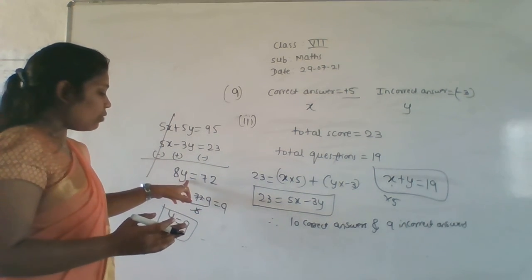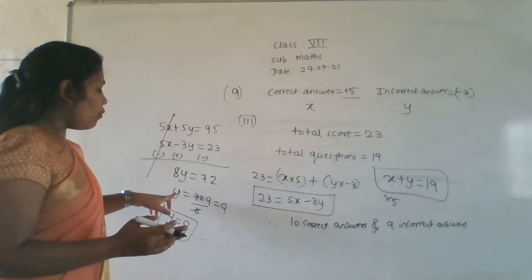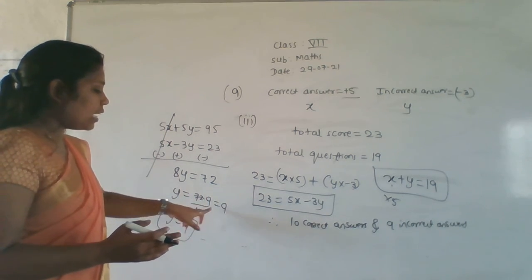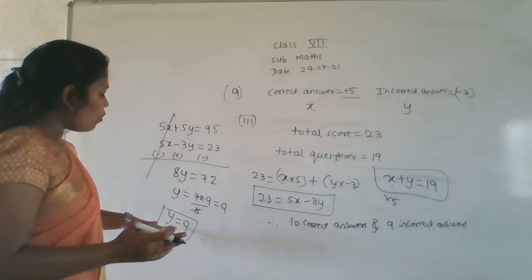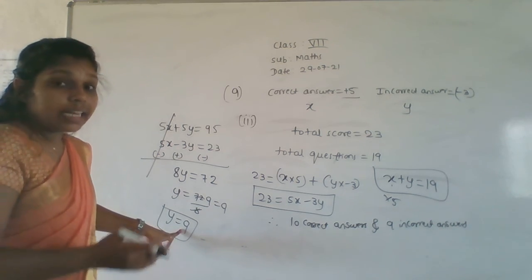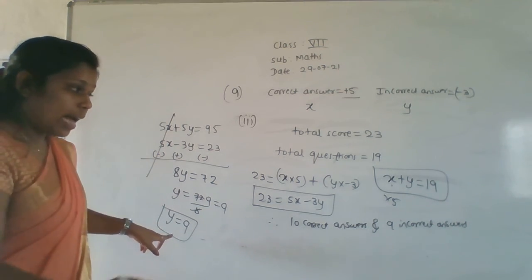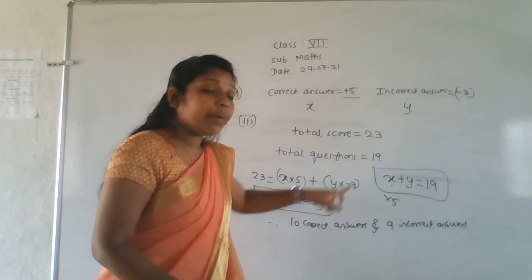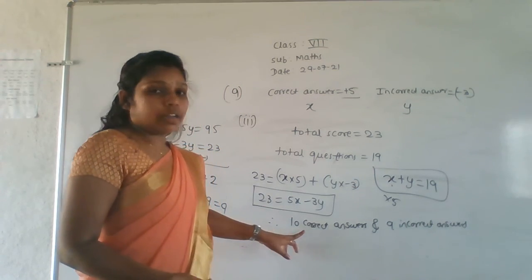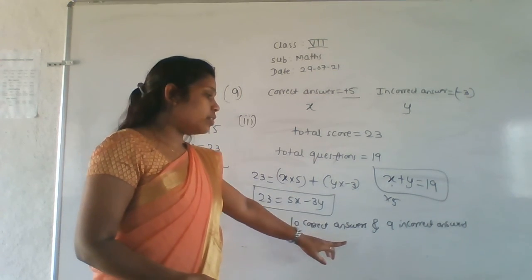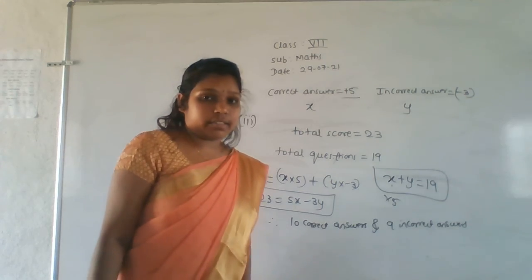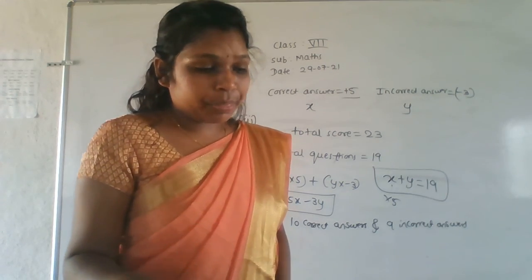You will get 8y is equal to 72. y is equal to 72 by 8, that will be 9. So what is the value of y now? 9. That means incorrect answers are 9. Total is 19. How many are correct now? That will be 10. So therefore 10 correct answers and 9 incorrect answers. That is the meaning of this one.